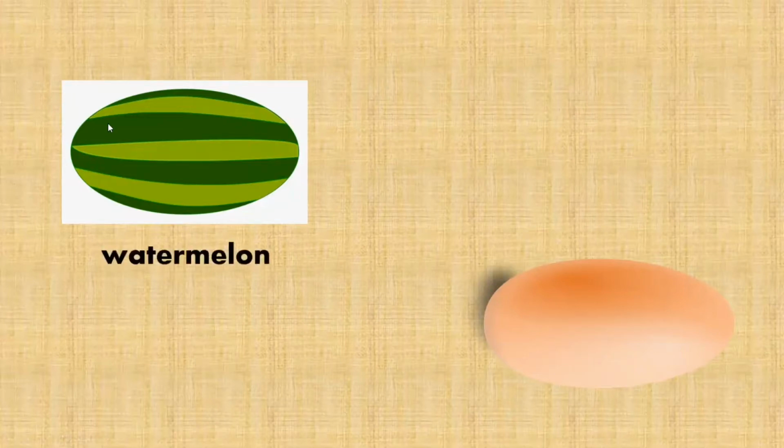Okay. And I'll give you some examples. Example number one, as you can see, this one is a watermelon. Watermelon is an oval shape. We have egg. Egg is an oval shape.